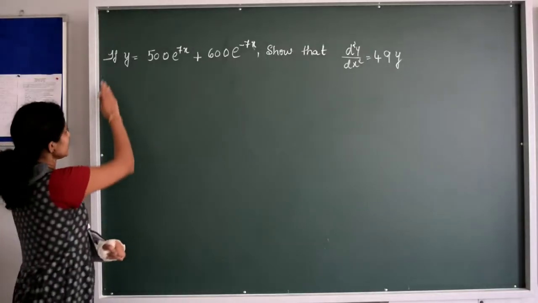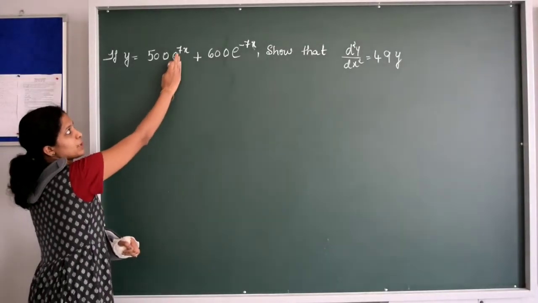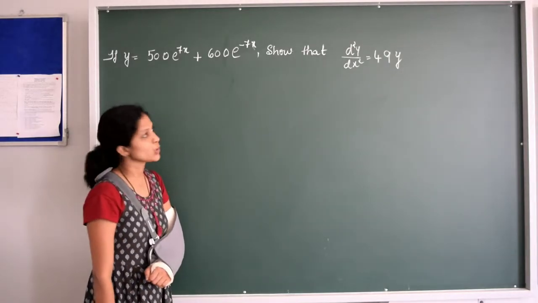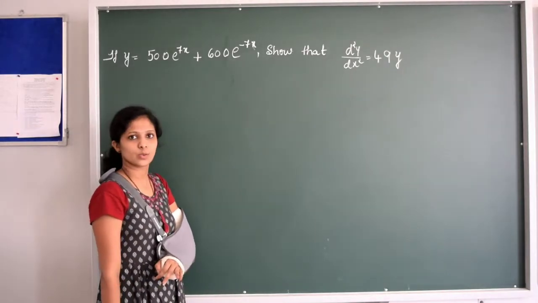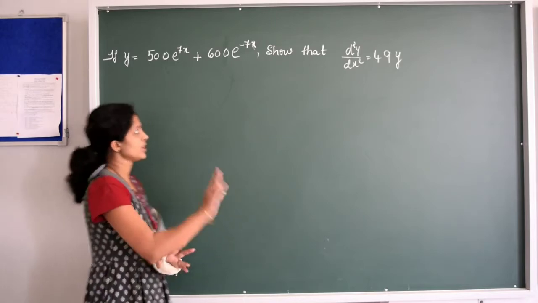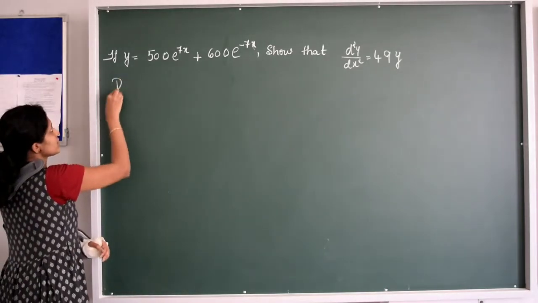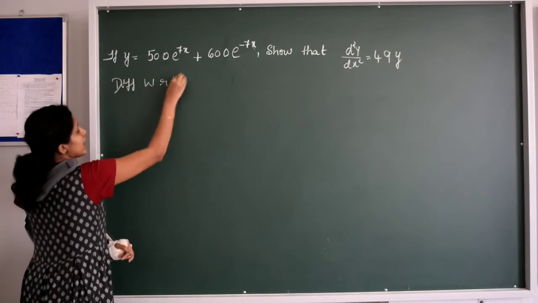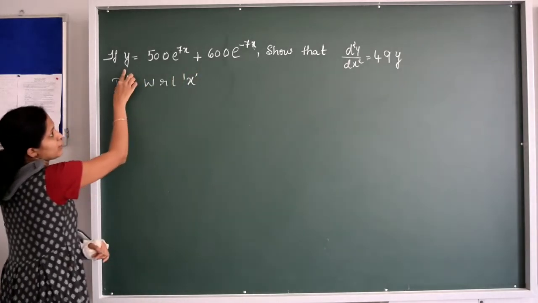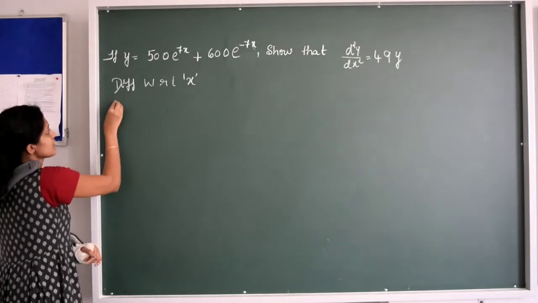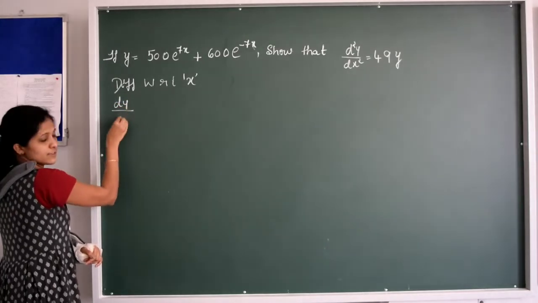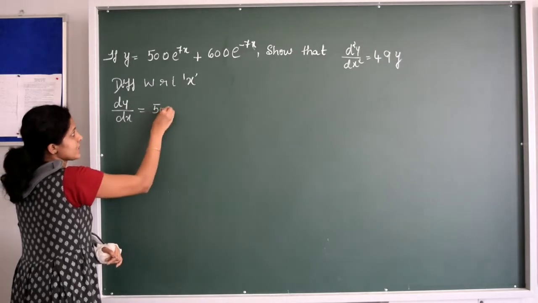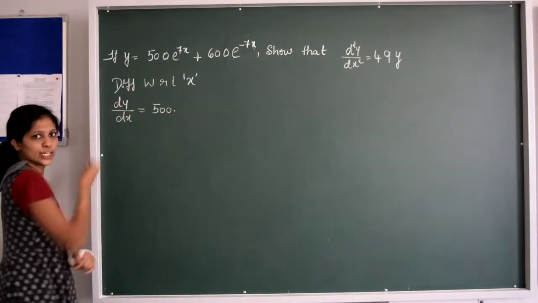So the next question: if y is equal to 500 e to the power 7x plus 600 e to the power minus 7x, show that d square y by dx square is equal to 49y. Simple one. We will differentiate this with respect to x. So derivative of y with respect to x will be dy by dx. 500 is constant as it is, into derivative of e to the power 7x.